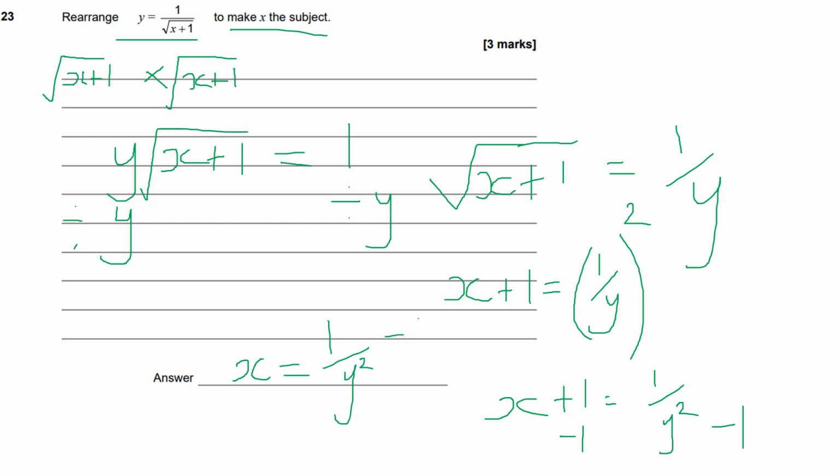Or I can write it as a single fraction: x equals 1 minus y squared, all over y squared. So that is another way. Obviously writing it as a fraction with a common denominator, but either answer would suffice in the exam.